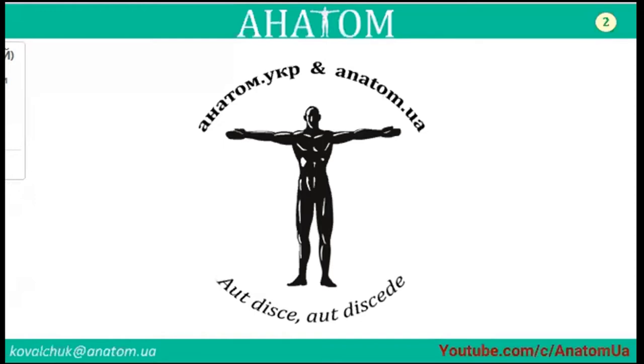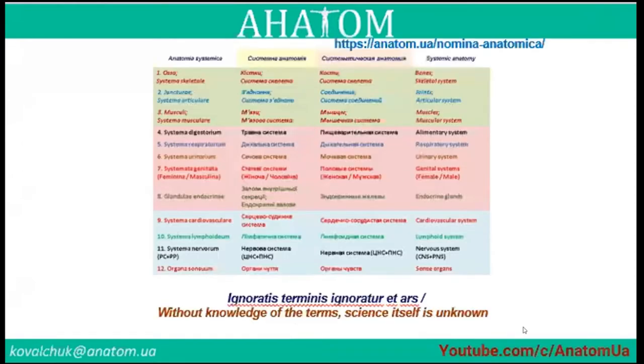Bone, joints and muscles. You remember the 12 systems in the human body. More important for you, it's using anatomical terminology. Anatomical terms are very important information, and without knowledge of the terms, the science itself is unknown. The correct name of a structure is very important for you and for your future.